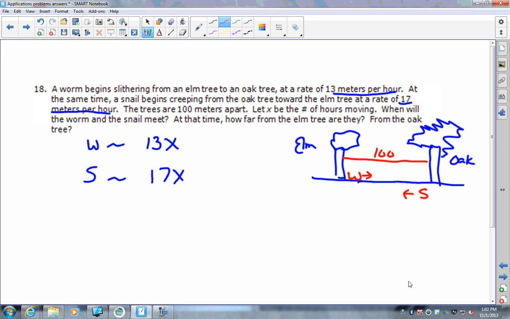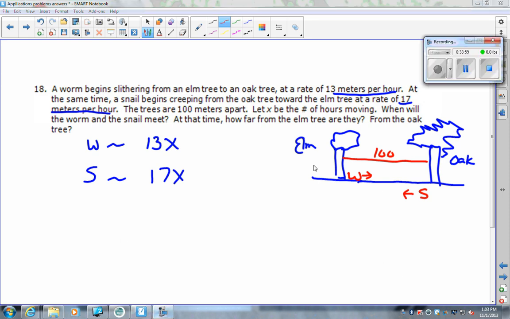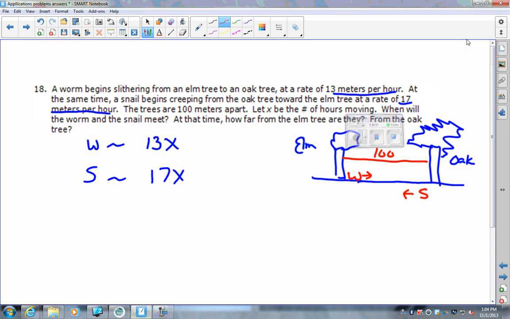Now, how in the world do we set up this equation? How are we going to figure out when they meet each other? Any ideas? 100 divided by 2x, but why are you saying that? Are you assuming they're going to meet in the middle? They're not going to meet in the middle because one's going faster than the other. So that's when we've got to figure out what's going on.